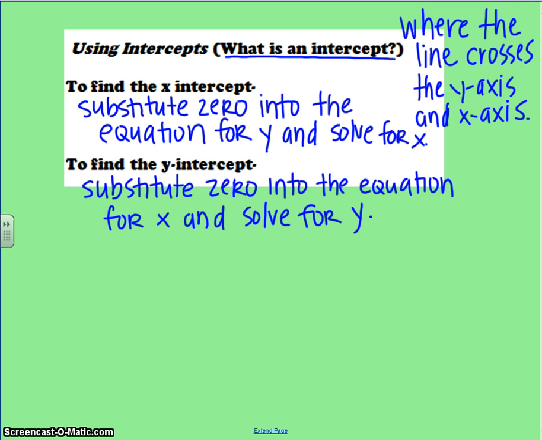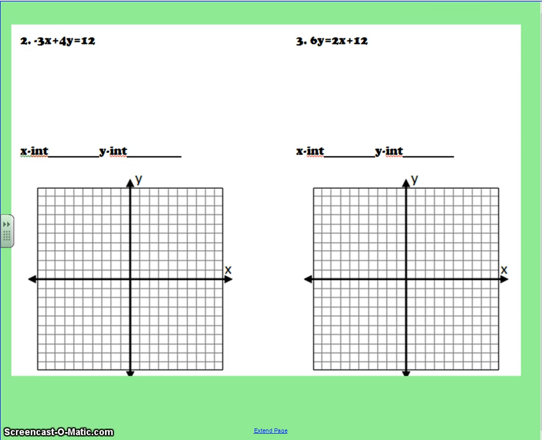Let's go ahead and try this when we have an equation in standard form. So on number 2, negative 3x plus 4y equals 12. To find our x-intercept, we're doing negative 3x plus 4 times 0 equals 12. And then we'll just use our algebra skills to find x.